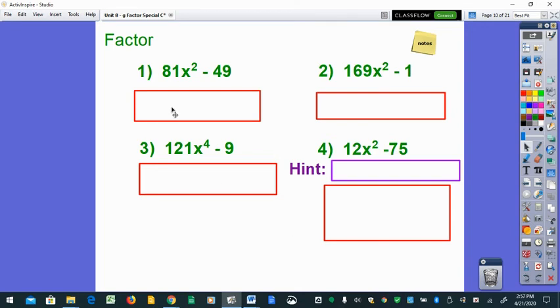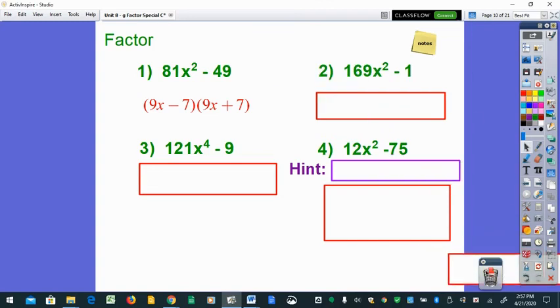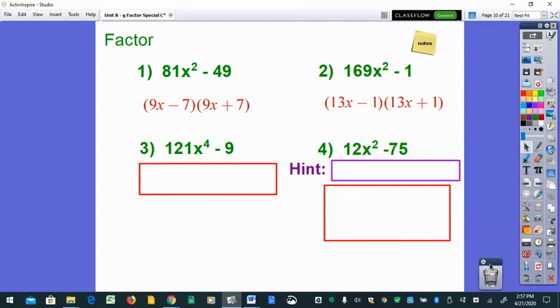9x, 7, right? One of them is a subtraction, one is an adding, and that's what makes the middle term drop out. Did you see this is a perfect square of 13x squared, and this is a perfect square of 1, one with a plus, one with a minus. That's what makes the middle term drop out.